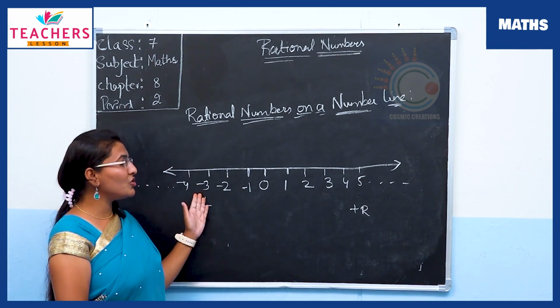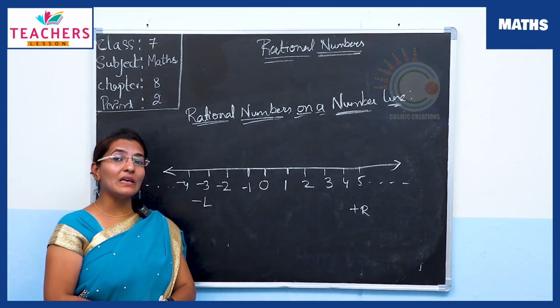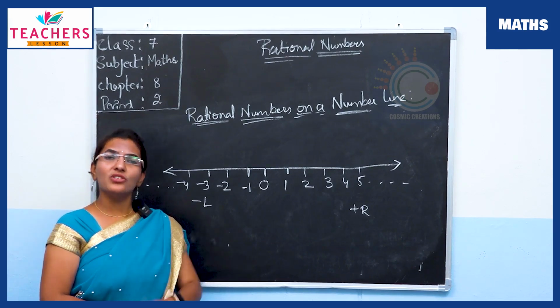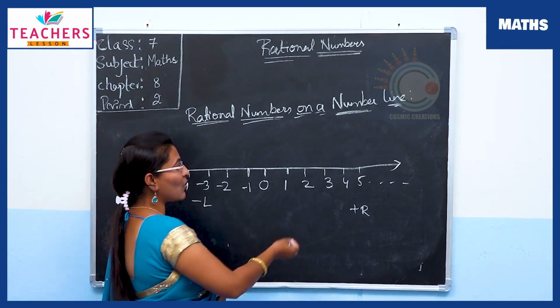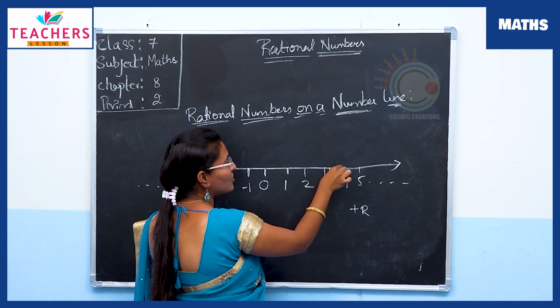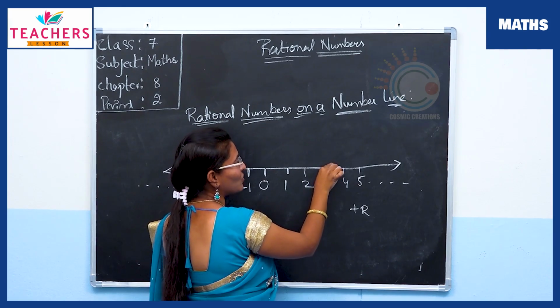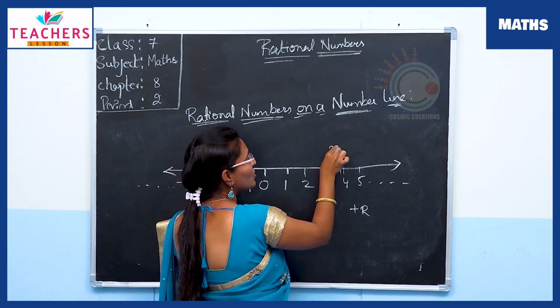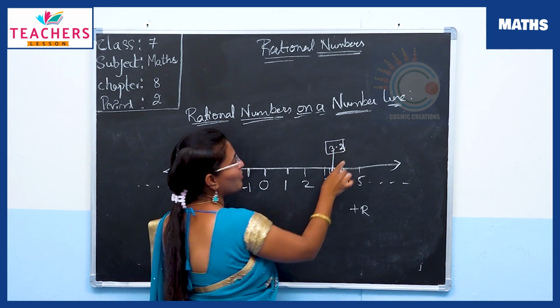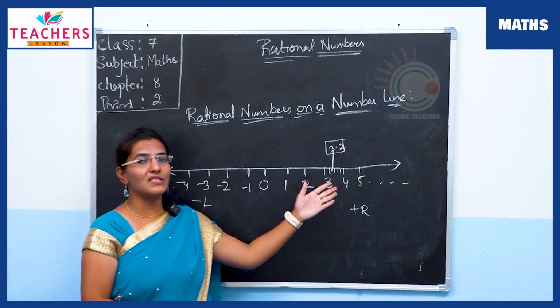So, suppose, where is the number 3.2? How do you denote it? 3.2 is where? After 1, 2, 3, 4, generally we will have 5, right? So, 3.1, 3.2. So, this is where you are going to denote the number 3.2 on the number line. This will be in decimals.